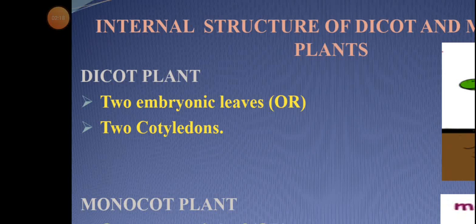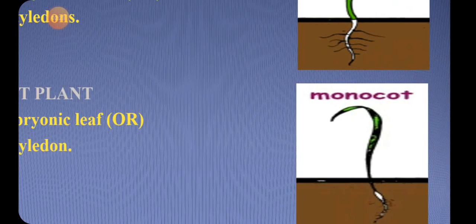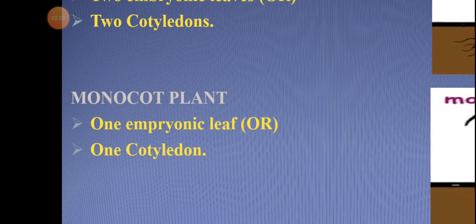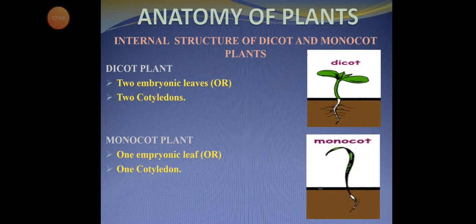The cotyledon is shortly called cot. Then the monocot plant: if the seed has only one cotyledon, only one embryonic leaf present, that is called a monocotyledon, or monocotyledonous plant, simply called a monocot plant. Okay, these are dicot and monocot plants. Both dicot and monocot plants have stem regions. We only have to see the internal structures of the stem.